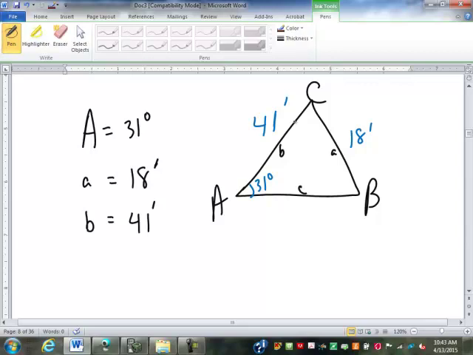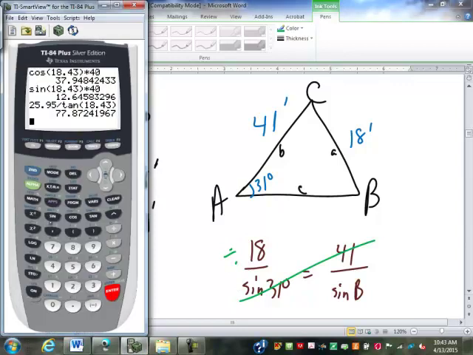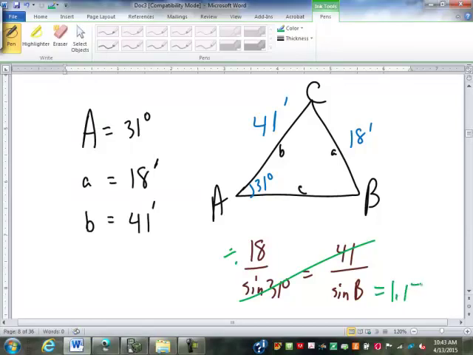So set up our proportions. We've got 18 over the sine of 31 degrees equals 41, our only other piece of information, and its opposite angle is B. So over the sine of B, we will cross multiply and divide. Sine of 31 times 41 divided by 18. So sine of 31, make sure we close the parentheses, times 41 divided by 18, and we get 1.173. Sine of B is 1.173.